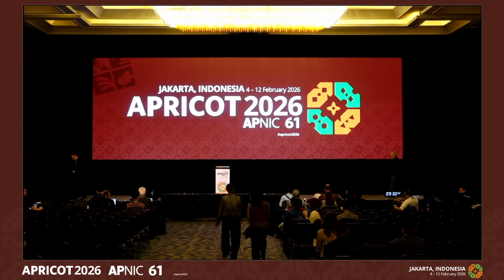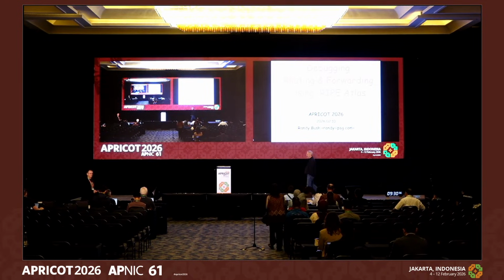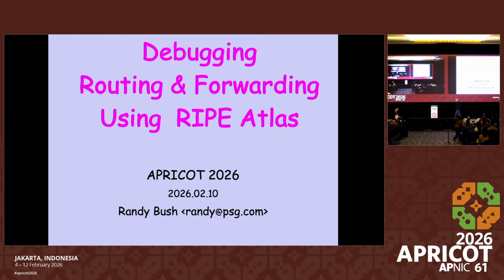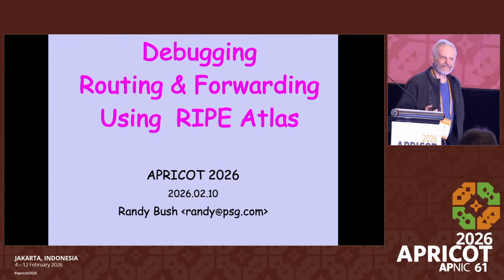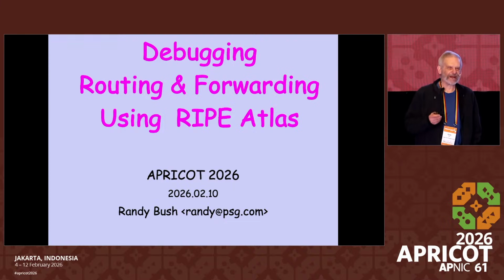So many years ago, Daniel Karrenberg said he was going to do this RIPE Atlas thing, and I'm an experimenter. And I said, well, what's the experiment? And he said, nothing in particular, it's infrastructure. And I didn't understand it, and I ignored it. And now I use it every week.